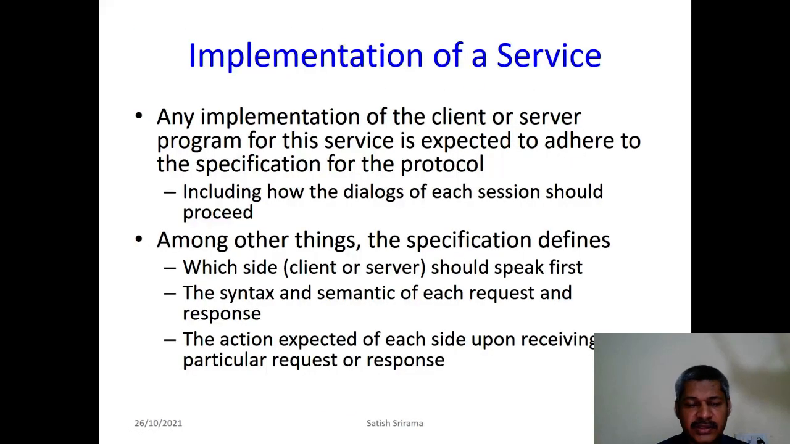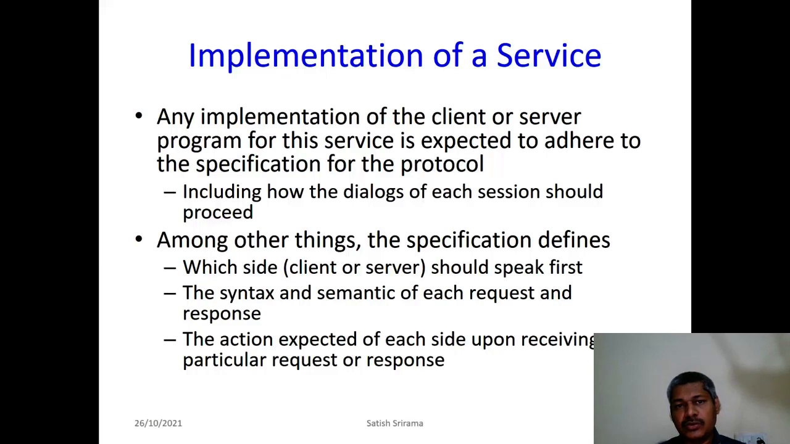Regarding the implementation of a service, once you have defined this sort of IPC, inter-process communication, between the client and server, any implementation of the client-server program for this particular service is expected to adhere to the specification for the particular protocol. Whatever specification is defined for that protocol, all implementations of the client and server programs must adhere to it, including how the dialogue of each session should proceed. Everything should be exactly followed.